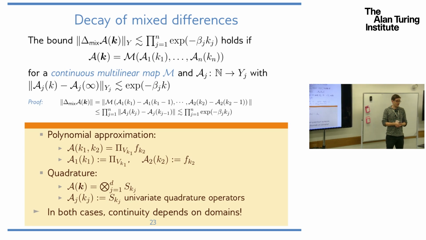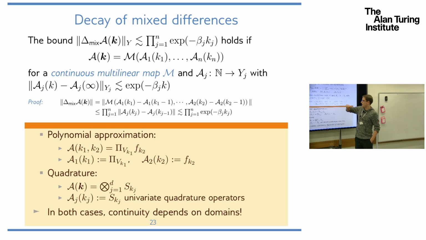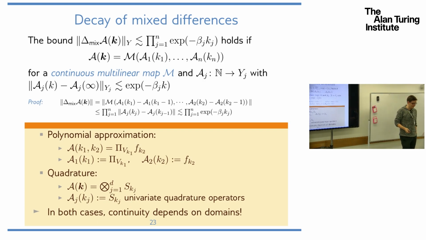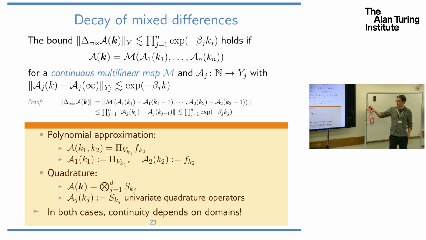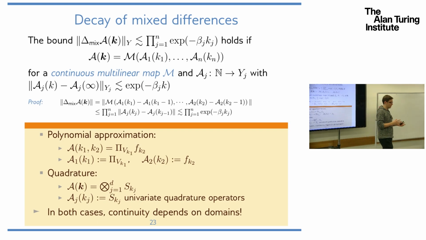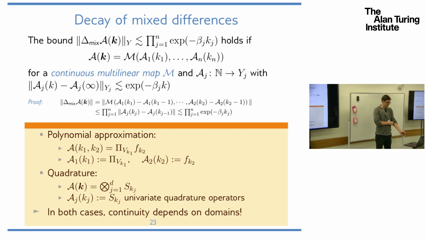And if you can then show that these sub-algorithms converge exponentially, then it's trivial to show that the same also holds for the mixed differences of the main algorithm, which simply holds because the mixed difference applied to the multilinear map just turns into differences within each of the inputs of the multilinear map, and you just use continuity and you get the result. So the way that polynomial approximation fits into this is that the least squares approximation operator is a linear operator, and you apply it to a function. It has nothing to do with this function being linear. It's just that this application of linear operators is bilinear.